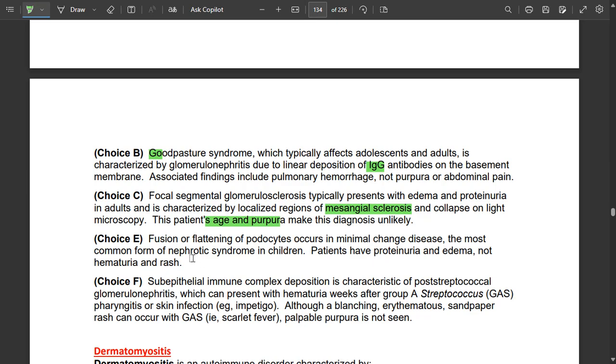Fusion or flattening of podocytes occurs in minimal change disease, the most common form of nephrotic syndrome in children. Patients have proteinuria and edema, not hematuria and rash.